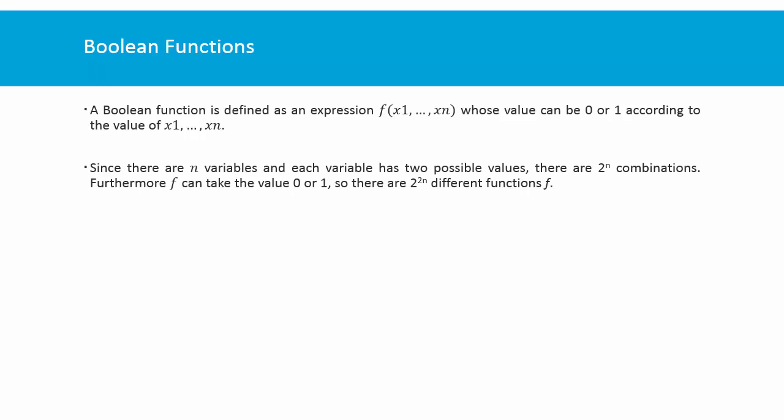Since there are n variables and each variable has two possible values, we have 2 to the power of n combinations. Even more, the function can take the value of 0 or 1, so there are actually 2 to the power of 2 times n different functions, where n, of course, is the number of variables. So the question is, what are the possible functions if n equals 1? The answer is 4, because we have 2 to the power of 2 times 1, so it's 2 to the power of 2, which is 4.